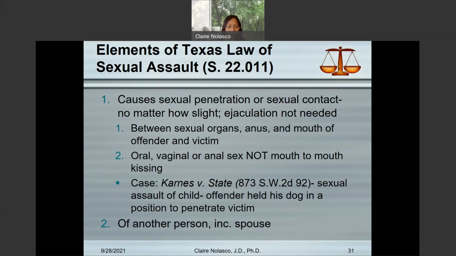In one case, Carnes versus State, the court said that it was sexual assault of a child if the offender held his dog in a position to penetrate the victim. Second element of the offense under Texas law for sexual assault is that the victim is another person, including the offender's spouse. So under the Texas law of sexual assault, the spouse can be a victim.